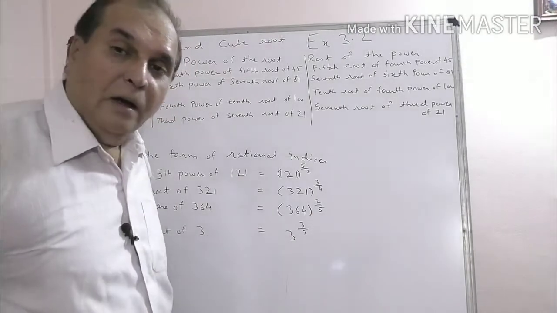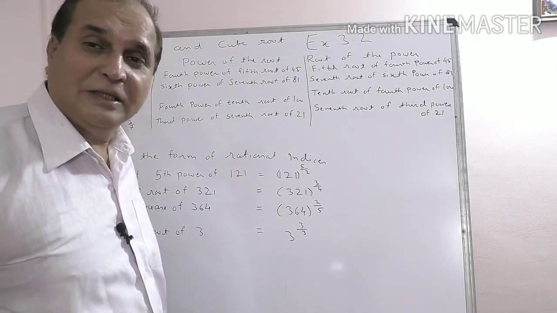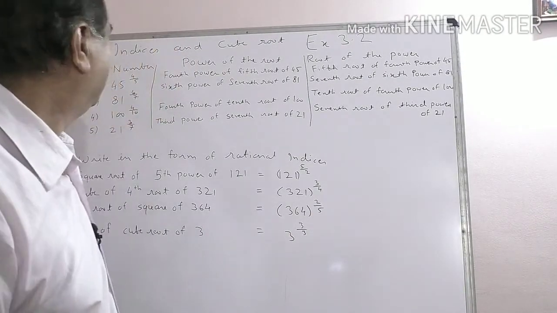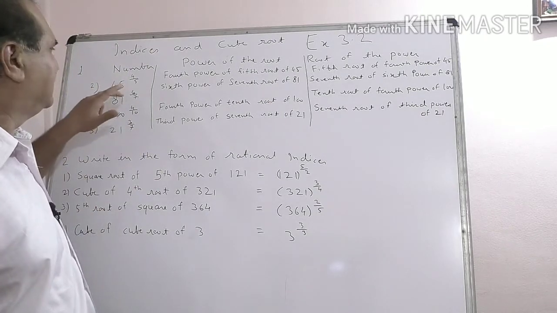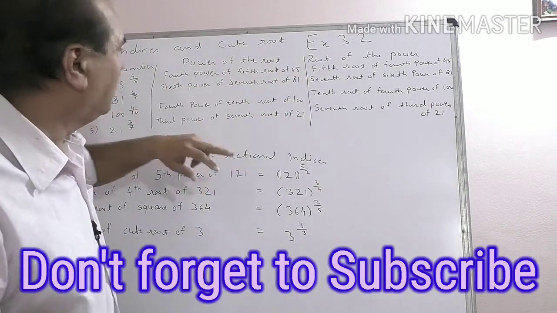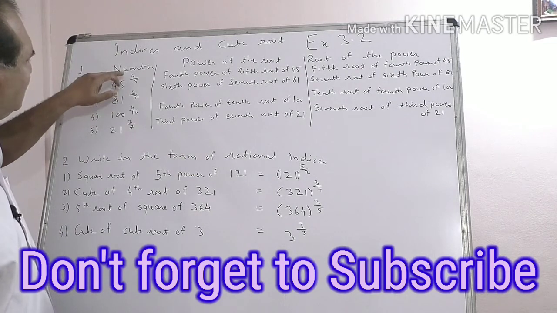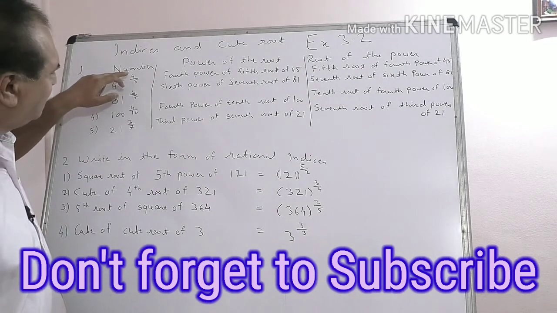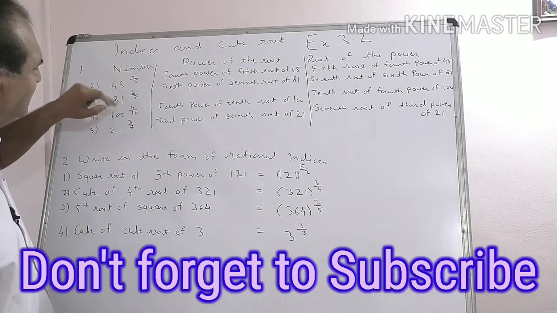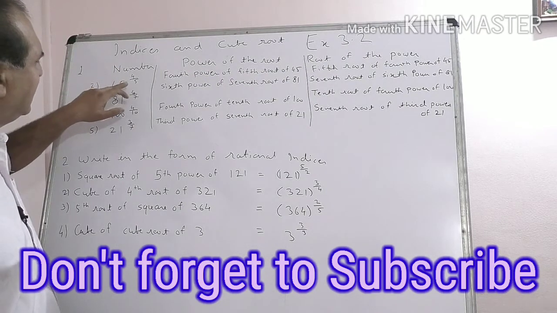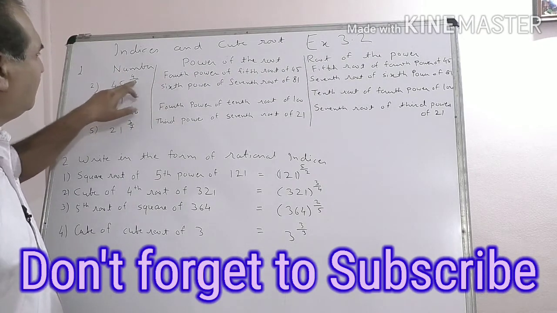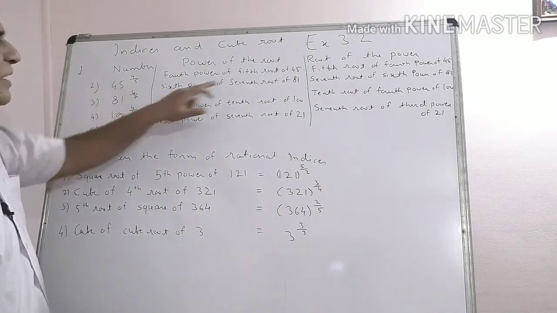We'll go ahead. Okay, 3.2. This exercise is also very simple. Just express power of the root or root of the power. See, 45 raised to 4 upon 5. Numerator is 4. 4 is power, 5 is the root. You can write as 4th power of 5th root of 45.